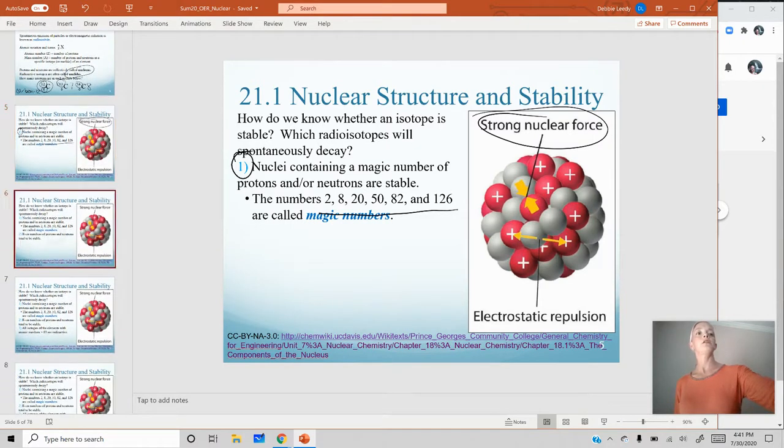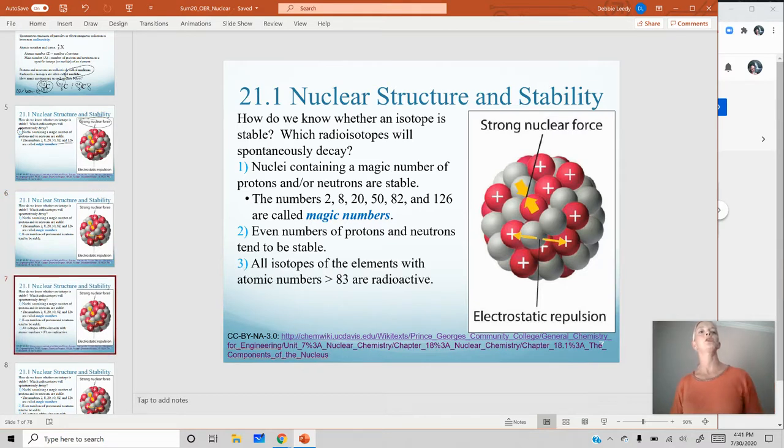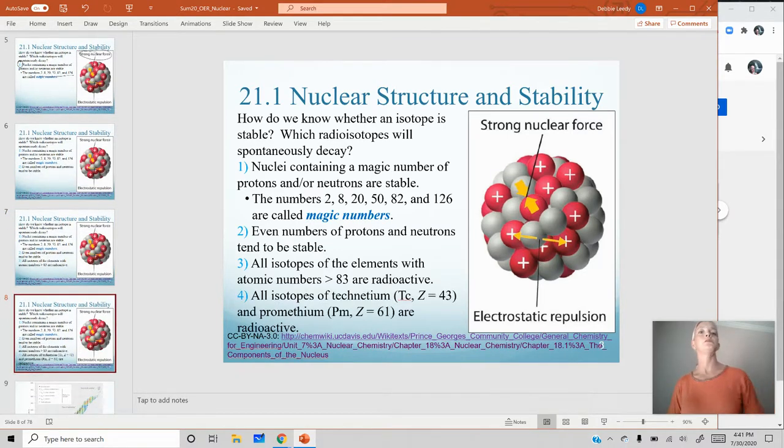As a second factor, isotopes that have even numbers of protons and neutrons also tend to be stable. And I say tend to, that's not a rule, but the stable ones tend to have even numbers. All isotopes of the elements greater than atomic number 83 are radioactive. So again, every isotope above element 83 is radioactive. And specifically, all isotopes of technetium and promethium, notice those are less than 83, are also radioactive.